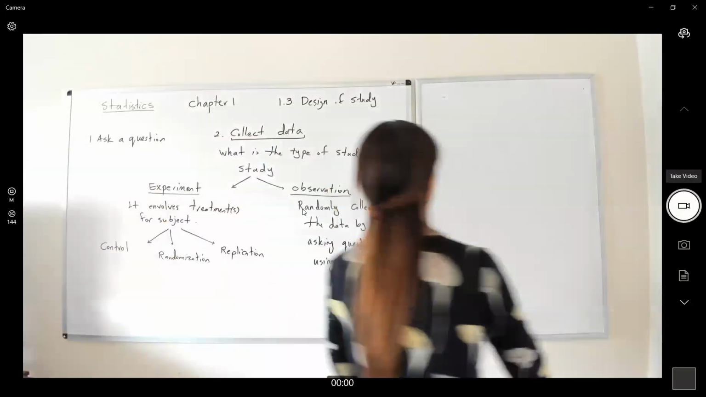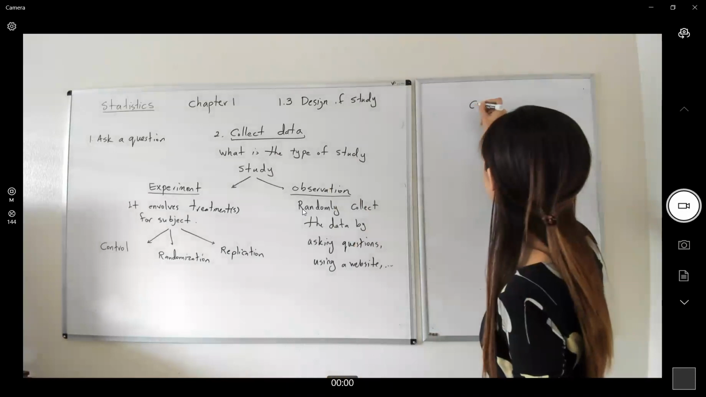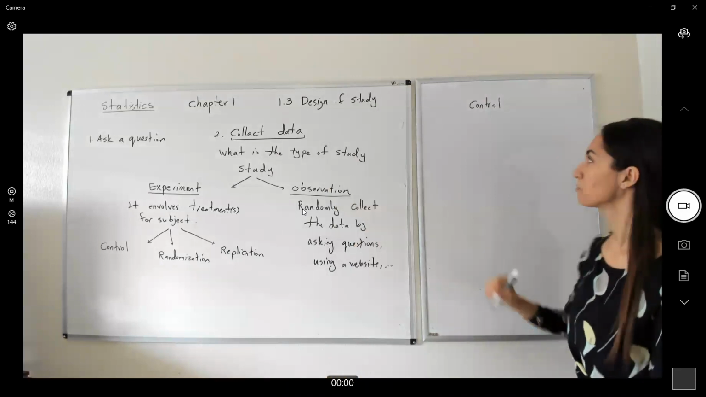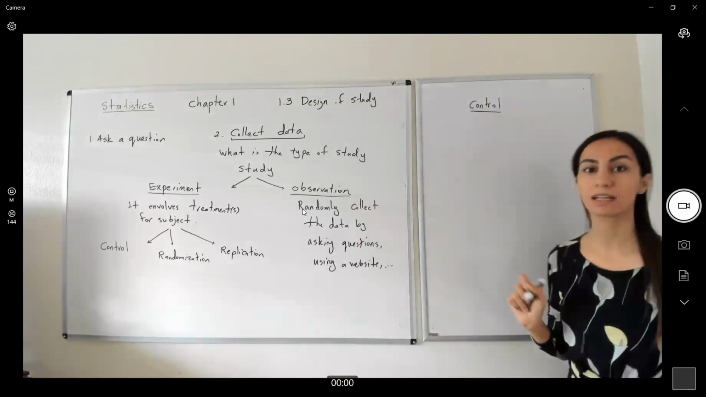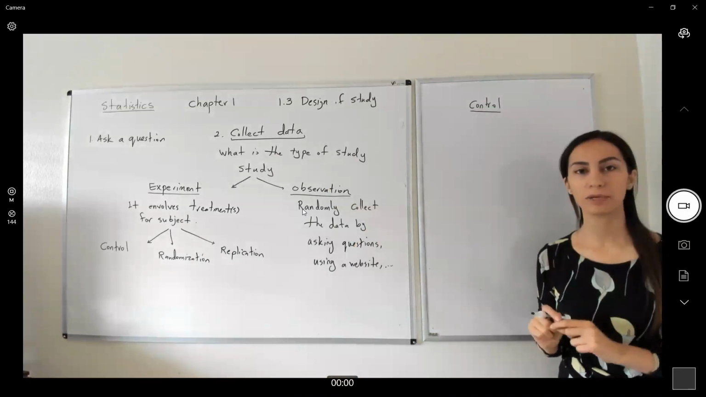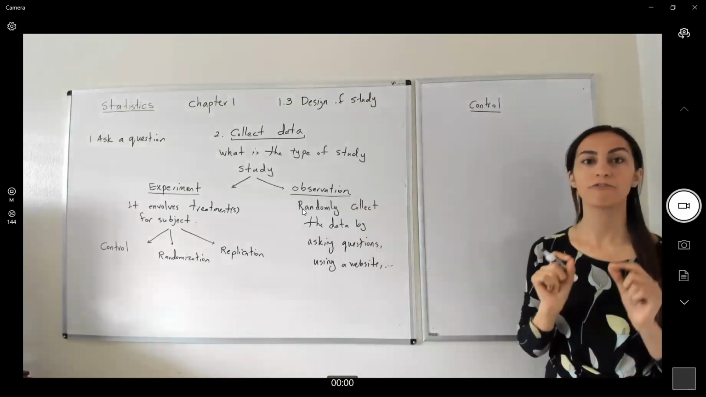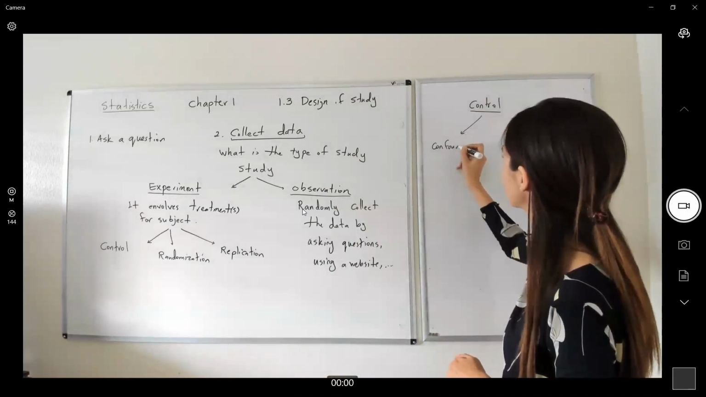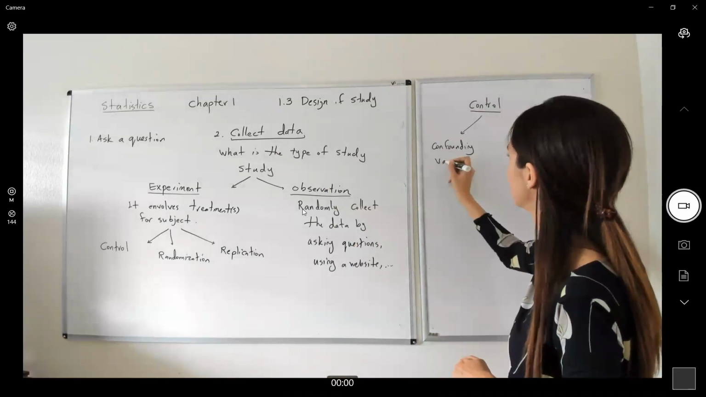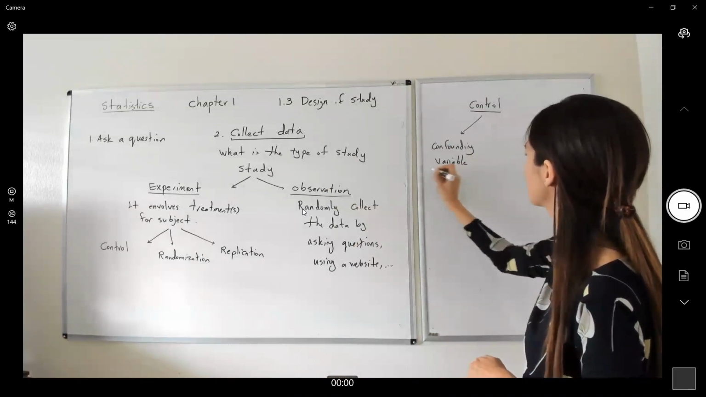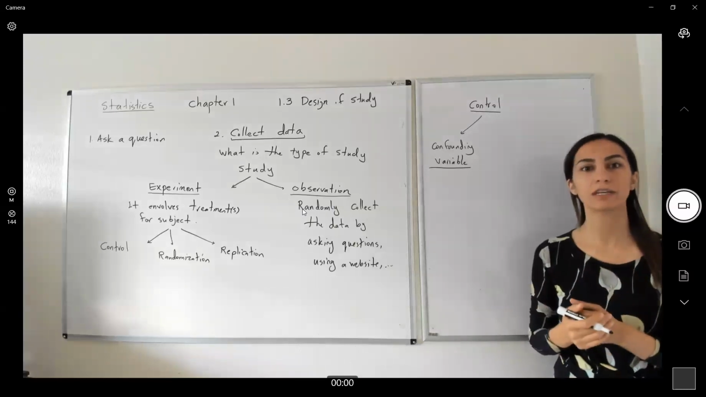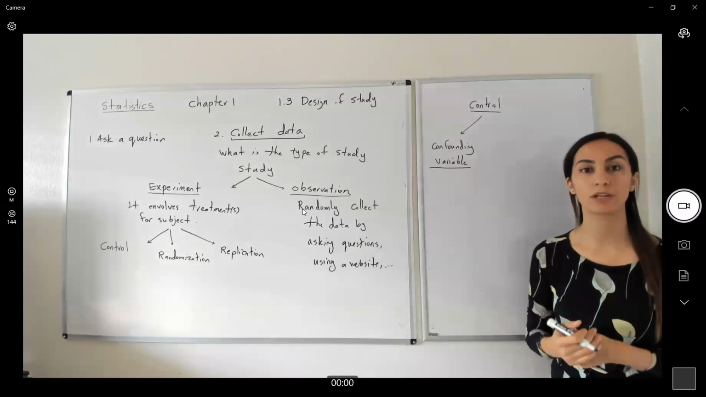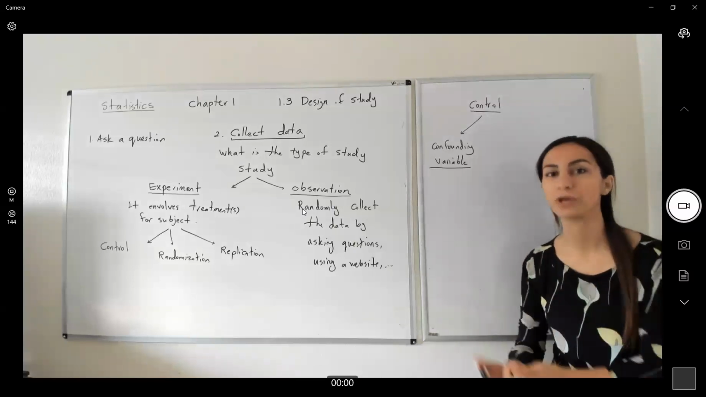So when it comes to control, you have to control your experimental study. There are some important elements that you have to control. The first element is confounding variable. So confounding variable is a variable that might have an effect in your study without you knowing about it.